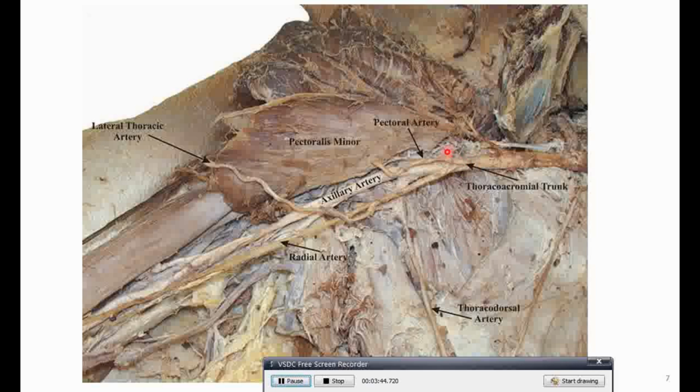Thoracoacromial artery which is dividing into 4 branches. One branch is pectoral artery supplying pectoralis minor and major. Another branch of axillary artery, this is called lateral thoracic artery, which is seen on the lateral border of pectoralis minor. Axillary artery, thoracodorsal artery also can be seen. It is a branch of subscapular artery, which is a branch of axillary artery.